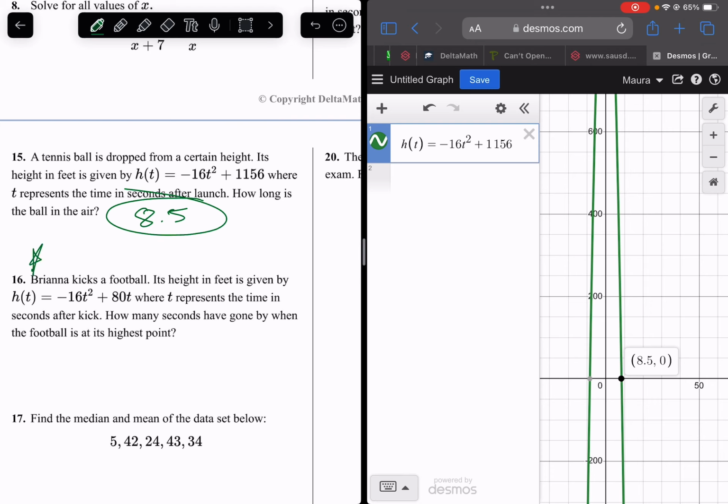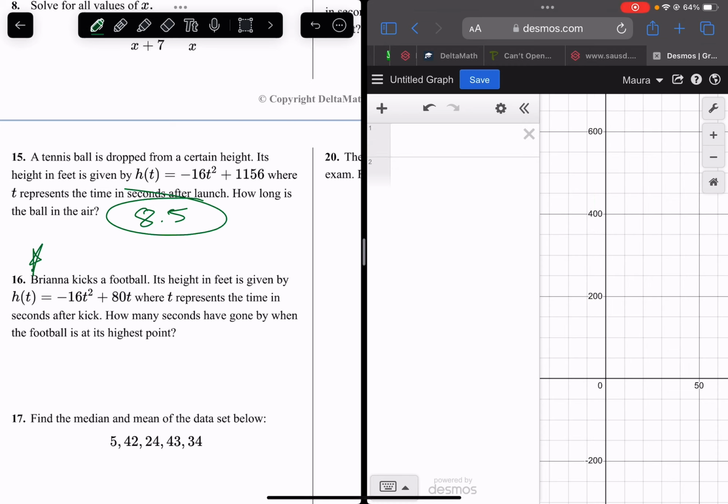Plug this one into Desmos, and they're asking about the highest point. So go find the highest point, and specifically they're asking about seconds. Remember, seconds is your x value. So essentially you're finding the x value at the highest point. So go ahead, plug that one into Desmos, see what you can find.